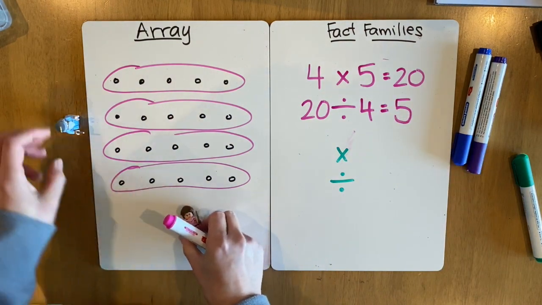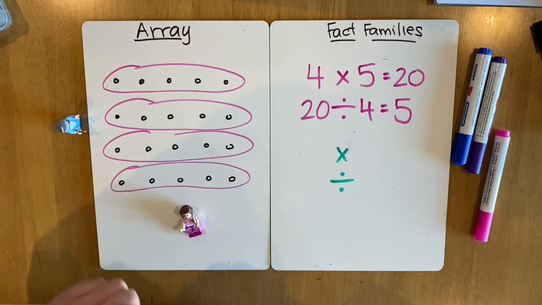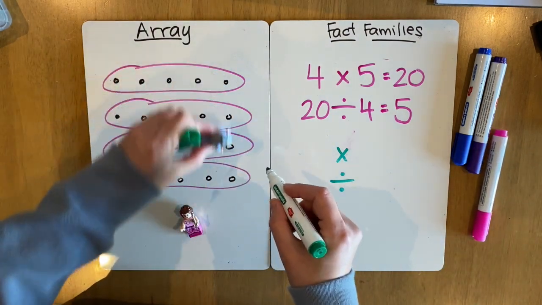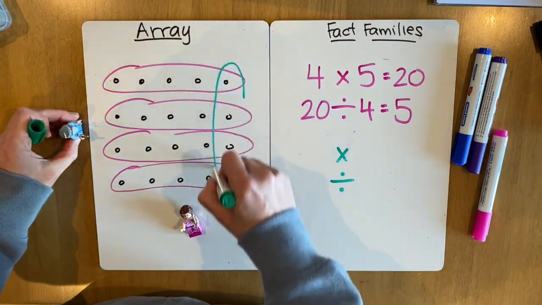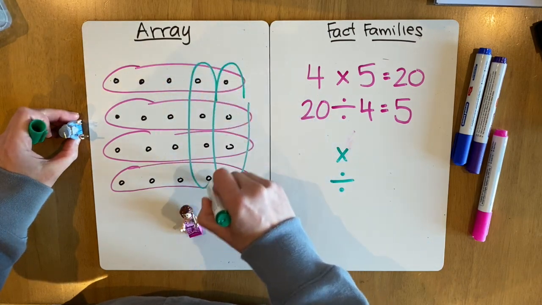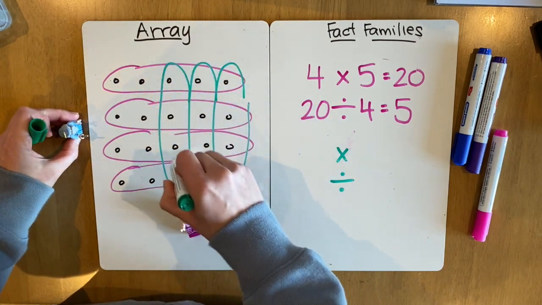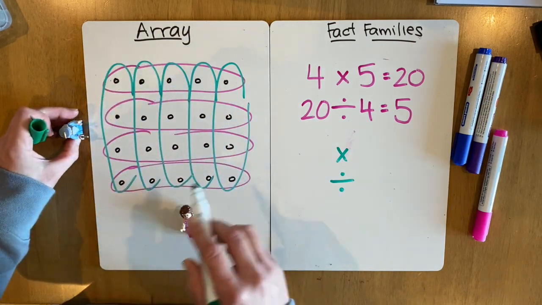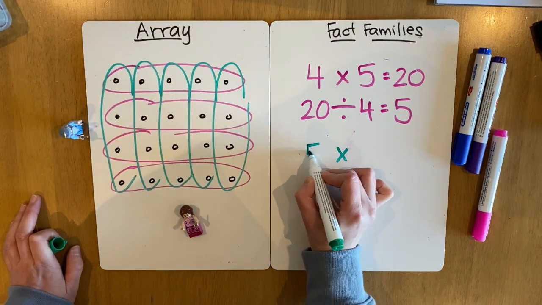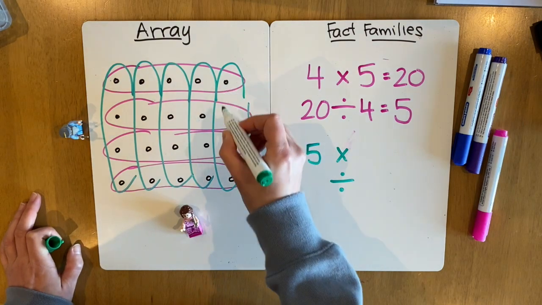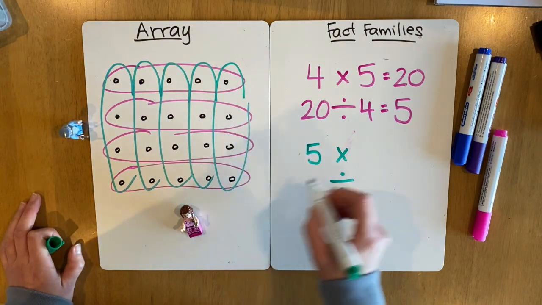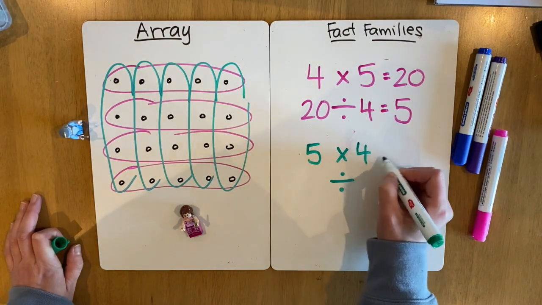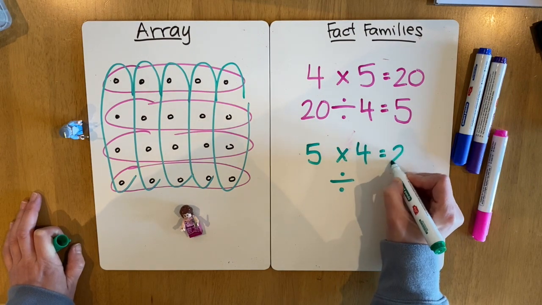What can Dumbledore see? Dumbledore standing on this side and he can see 1, 2, 3, 4, 5. He can see 5 groups with 1, 2, 3, 4. 4 in each group. Still has 20.